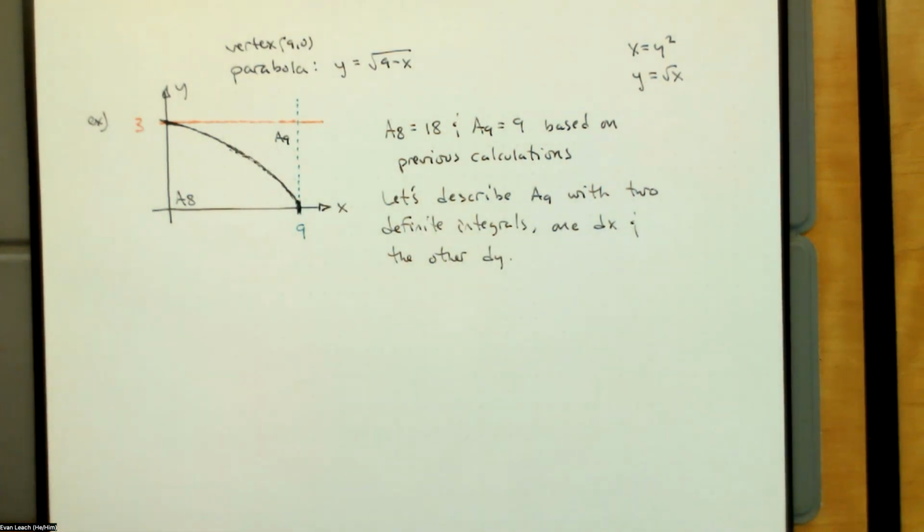And let's start learning to be flexible. I'm going to describe A9 with 2 different definite integrals. One of them is going to be an integral in terms of x, and the other one is going to be an integral dy. This is going to require us to do some analytic geometry, and it's going to require us to understand how we set up definite integrals, what we're calculating in a definite integral.